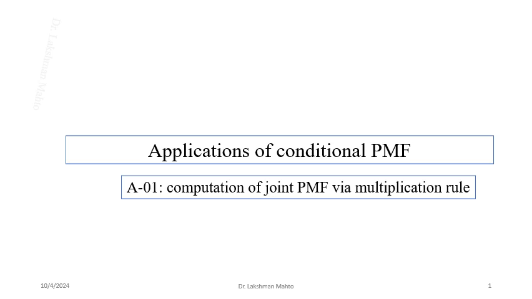Law of total probability. That means we are willing to compute the probability of an event with respect to various scenarios that we observe in the experiment. So that one is the law of total probability. So it was there in module 1.